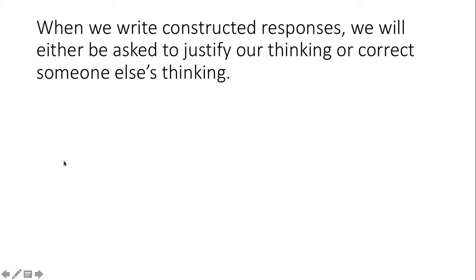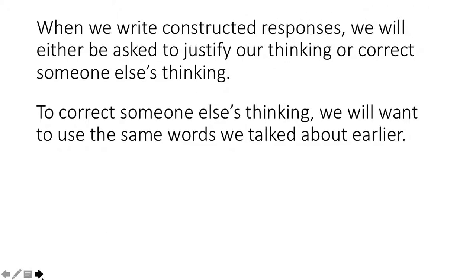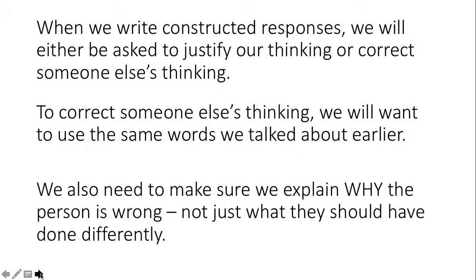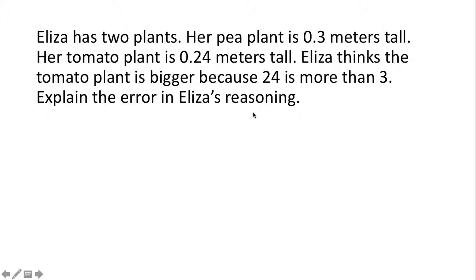Next thought, when we write constructed responses, again, we're either going to justify our thinking or correct someone else's thinking. To correct someone else's thinking, we want to use the same words we talked about earlier. We also need to make sure we explain why the person is wrong, not just what they should have done differently. So over here in this example, it's not enough to say, Eliza should change 0.3 into 30 hundredths, and then her pea plant would be taller than her tomato plant. Right? That's just telling what she should have done. It doesn't explain what it is she did and why that's wrong.